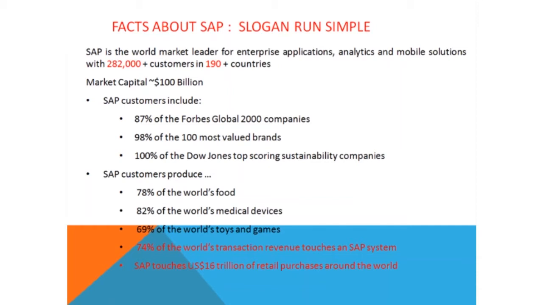SAP customers produce 78% of the world's food, 82% of the world's medical devices, 69% of the world's toys and games, 74% of the world's transaction revenue touches an SAP system. SAP touches 16 trillion US dollars of retail purchases around the world. So based on this data, you can move.